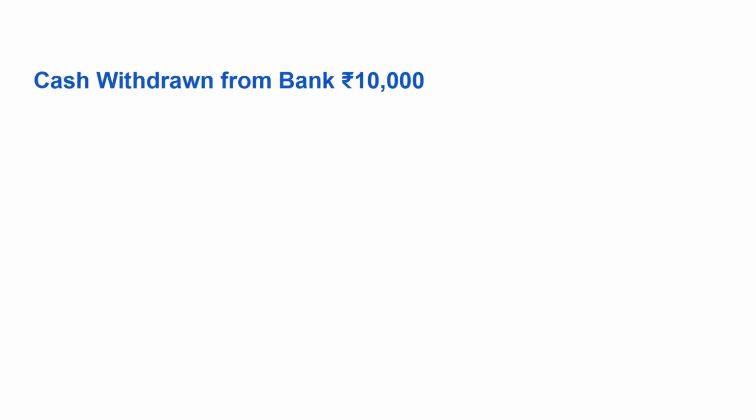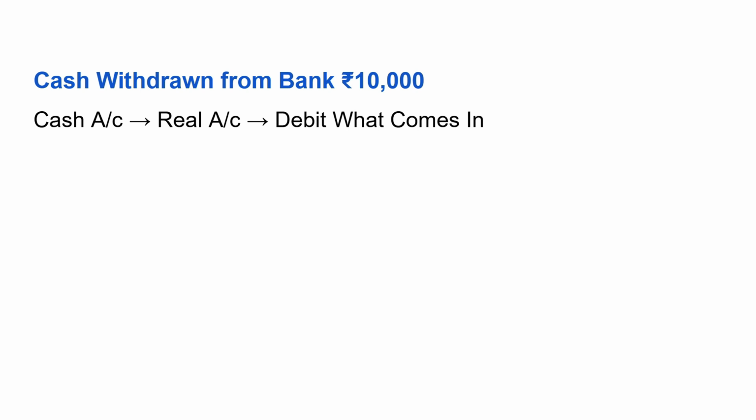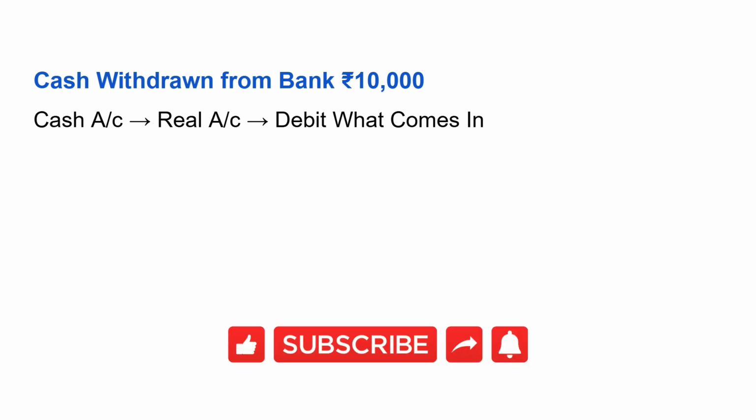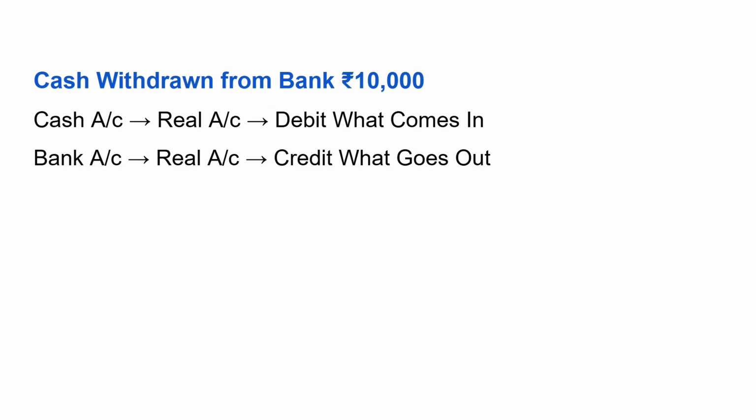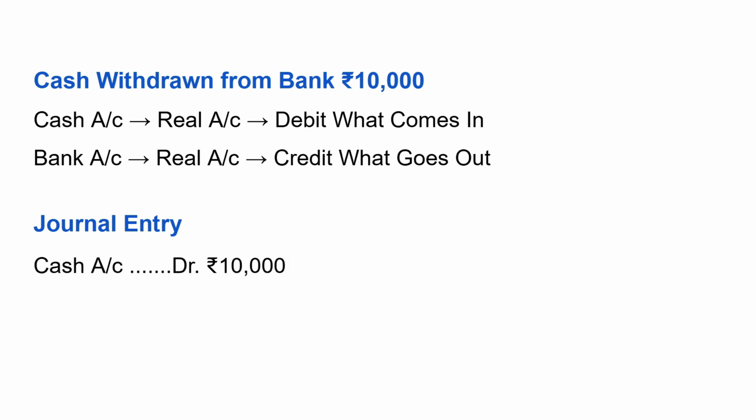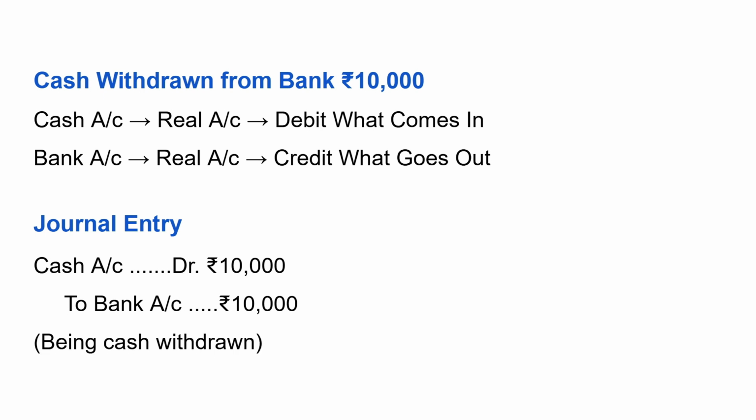Next, cash withdrawn from bank, 10,000 rupees. Here the two accounts affected are cash account and bank account. Cash account is real account, and for real account the rule is debit what comes in, because cash comes into the business. And bank account is also real account, and from bank, cash goes out. So credit what goes out. And the journal entry is cash account debit 10,000 rupees to bank account 10,000 rupees. And the narration is being cash withdrawn.